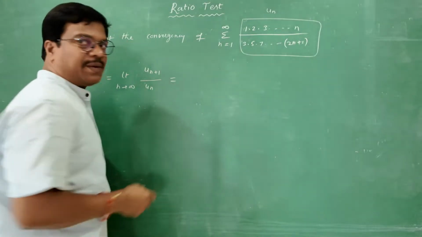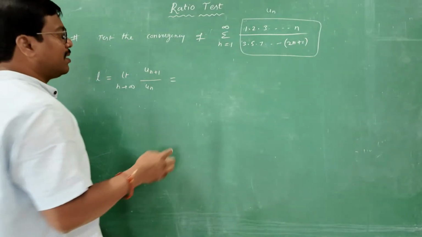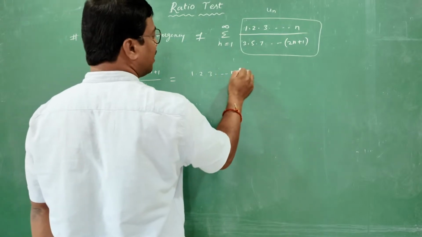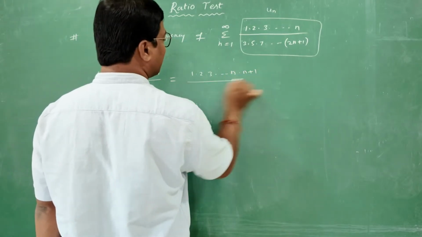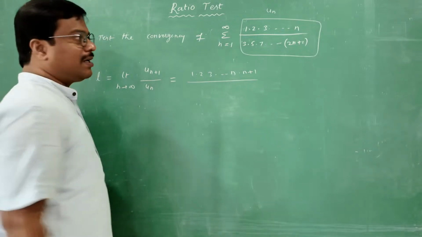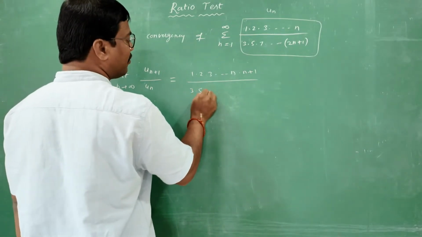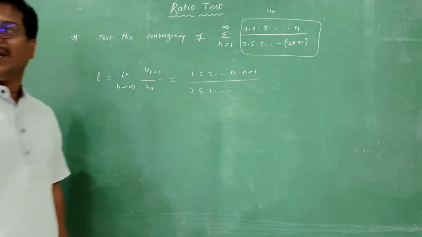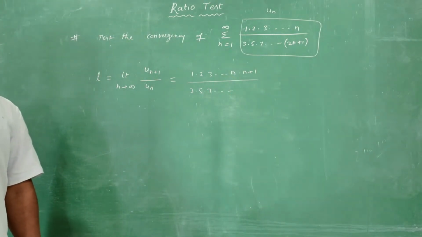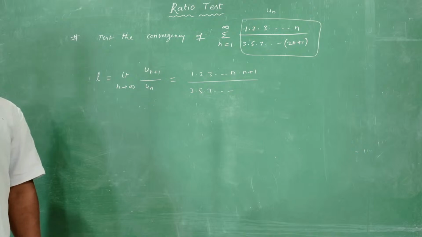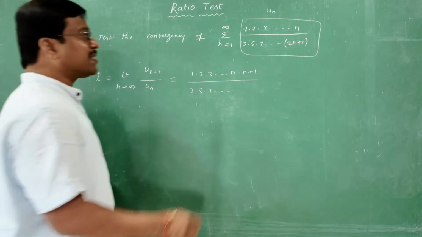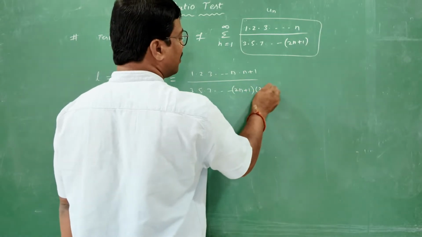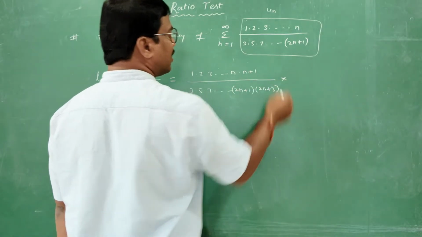U n plus 1 is nothing but up to n plus 1 terms you have to select. So 1, 2, 3 and so on n, one more term n plus 1. In the denominator part 3, 5, 7 and so on. Wherever n, there you have to write n plus 1. So 2 times of n plus 1 plus 1. 2n plus 3 is the last term. After 2n plus 1, you need to write 2n plus 3.